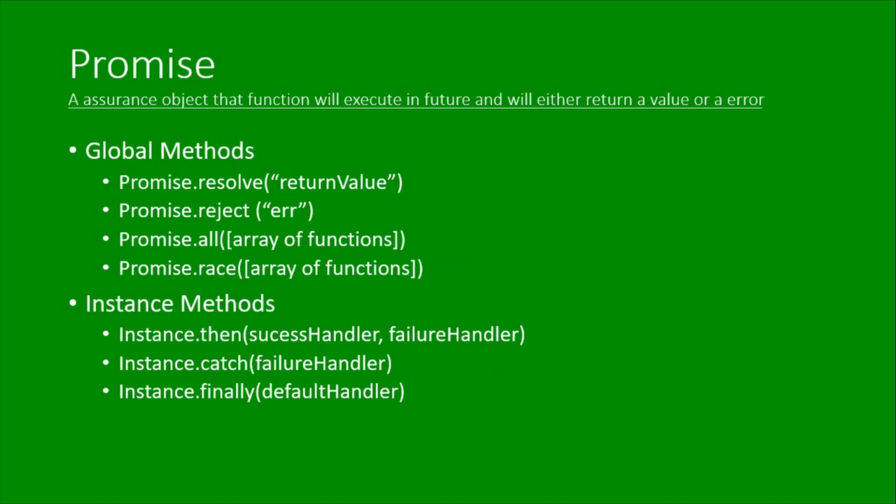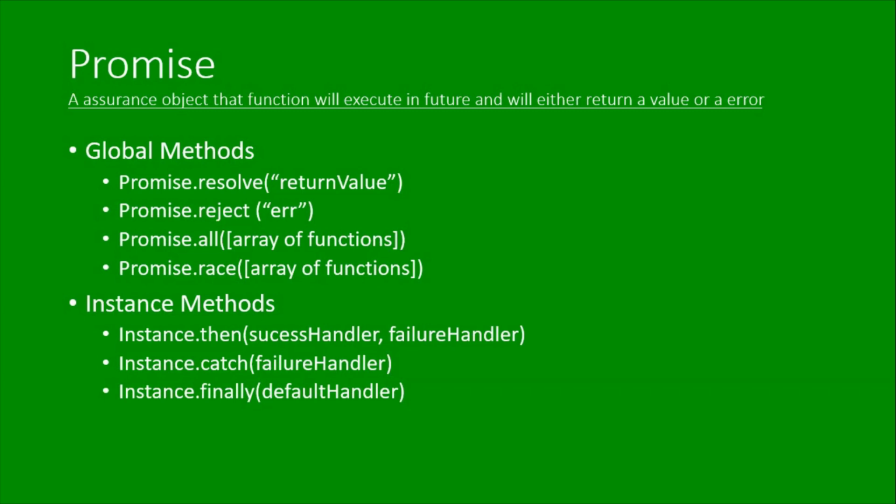If you look at the definition of a promise, it says that it is an assurance object that a function will execute in the future and will either return a value or an error. So that's the definition of a promise. What it means is basically a function returns you an object which gives you an assurance that it will either execute in the future and return its value, or get into an error. So that is what promises are.